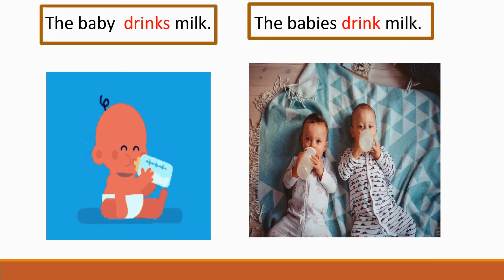Now let's see the next sentence. The babies drink milk. So student, here babies means more than one baby, and the spelling of babies means more than one.